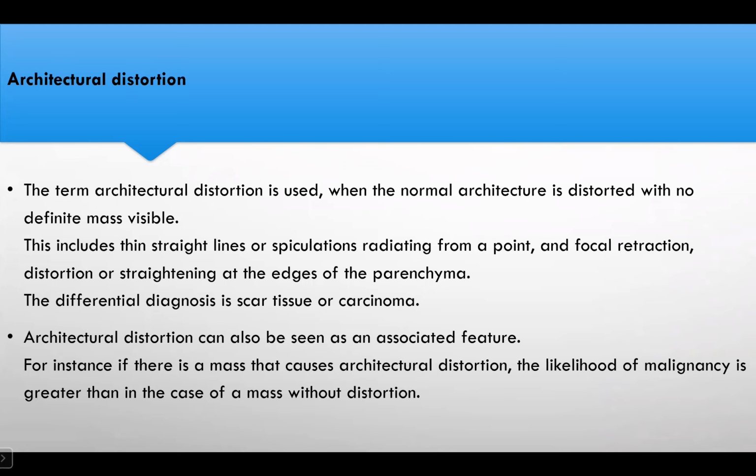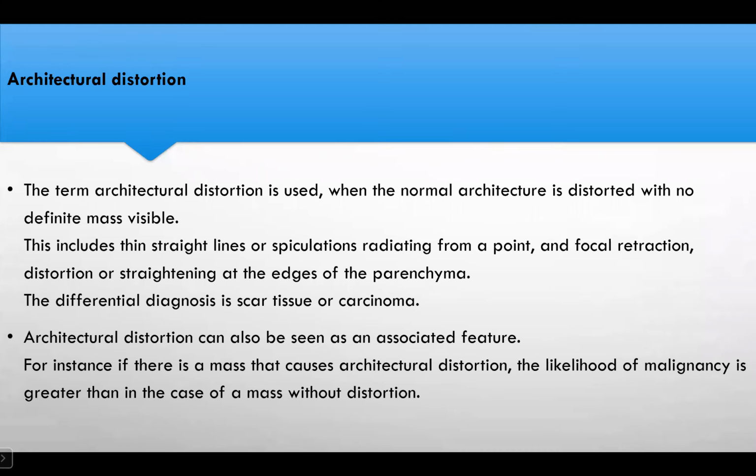Architectural distortion. The term architectural distortion is used when the normal architecture is distorted with no definite mass visible. This includes thin straight lines or spiculation radiating from a point, and focal retraction, distortion, or straightening at the edge of the parenchyma. The differential diagnosis is either scar tissue or carcinoma. Architectural distortion can also be seen as an associated feature.